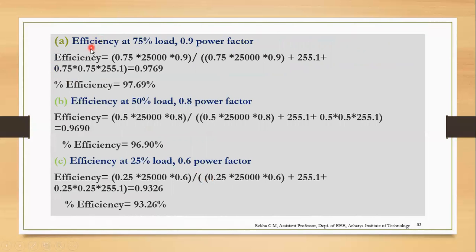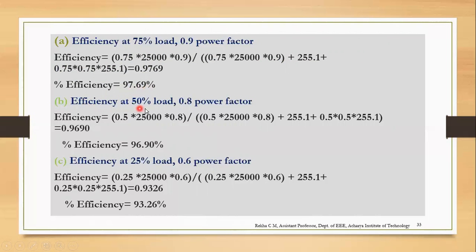The first condition is efficiency at 75% load, 0.9 power factor. So X value here is 0.75. This is VA rating again into the value of cos phi, that is power factor. So X VA cos phi divided by X VA cos phi plus iron loss plus copper loss. Again, when you are taking copper loss, be careful to multiply with a factor of X square. Here X is 0.75. So we get this value of efficiency.